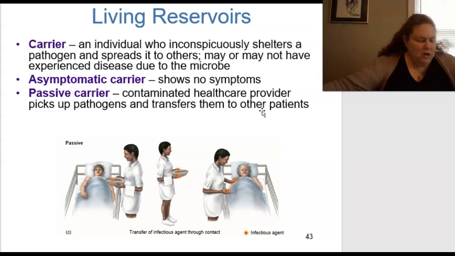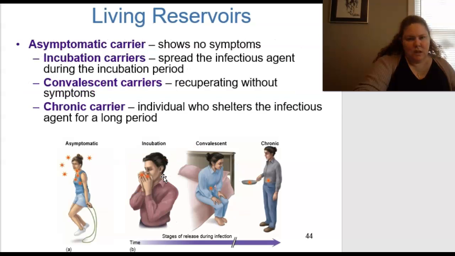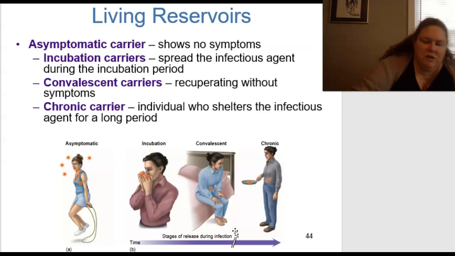And so this is figure 13.7. This is just showing different pictures, and the other part of it is on the next slide. This one is C, which is the passive carrier. A passive carrier is contaminated but not infected, and can spread the pathogen through physical contact. A is an asymptomatic carrier, infected without the symptoms. And then B is incubation, convalescence, and chronic carriers, who can transmit the infection either before or after the period of symptoms.